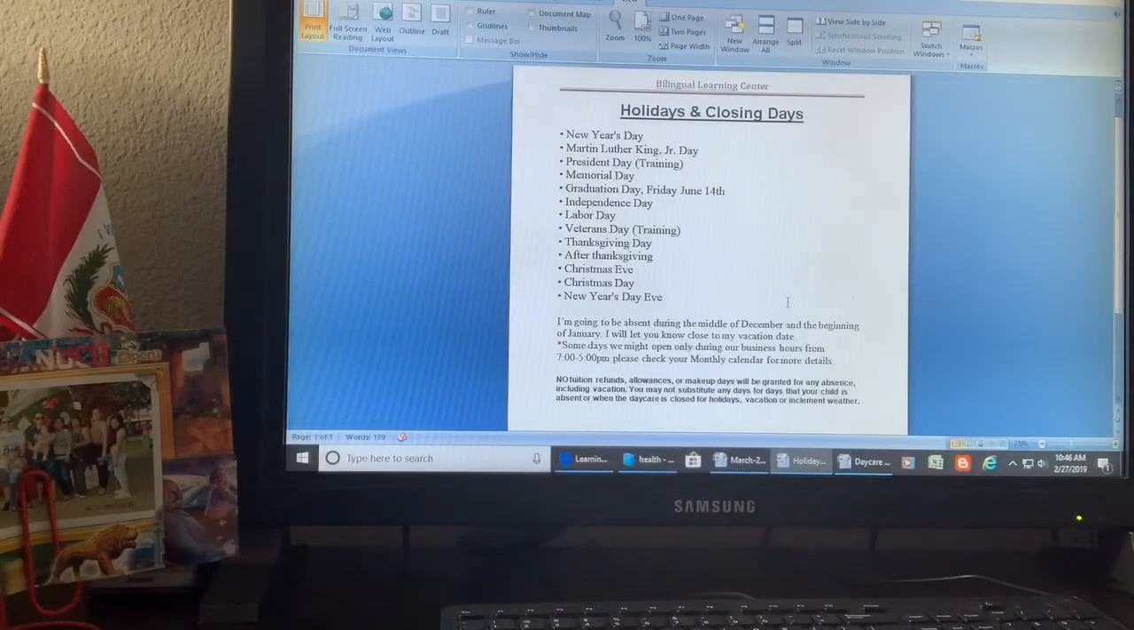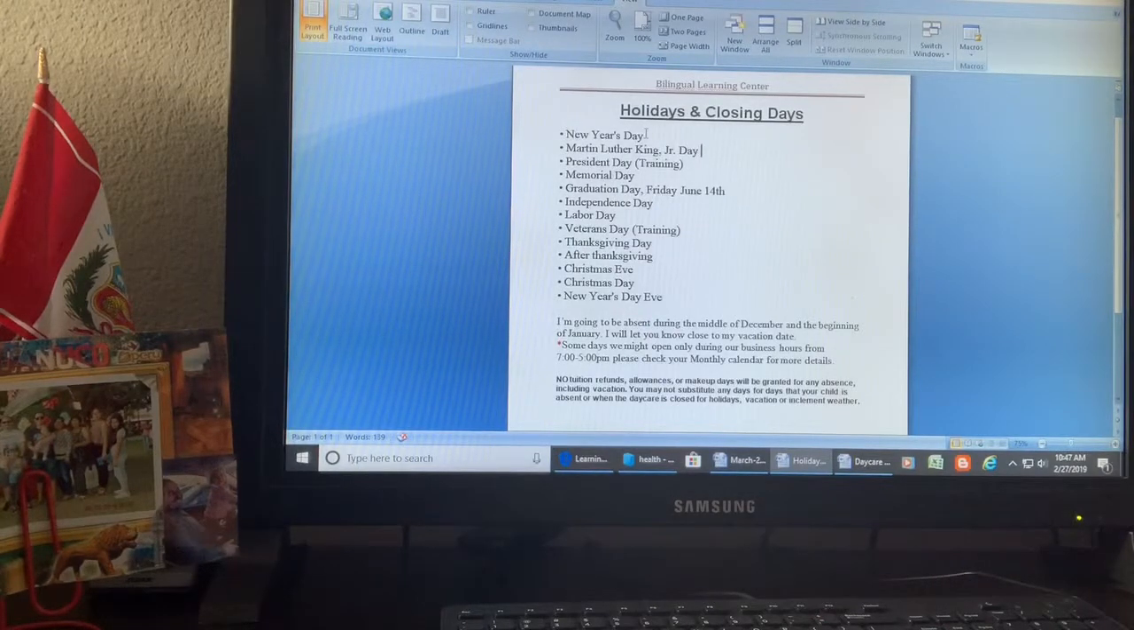I try to communicate 1 year in advance, or at the beginning of when we sign the contract, and I let the family know these are the main holidays I'm gonna be closed. This is an example of my holidays and closing days I always attach to my contract.